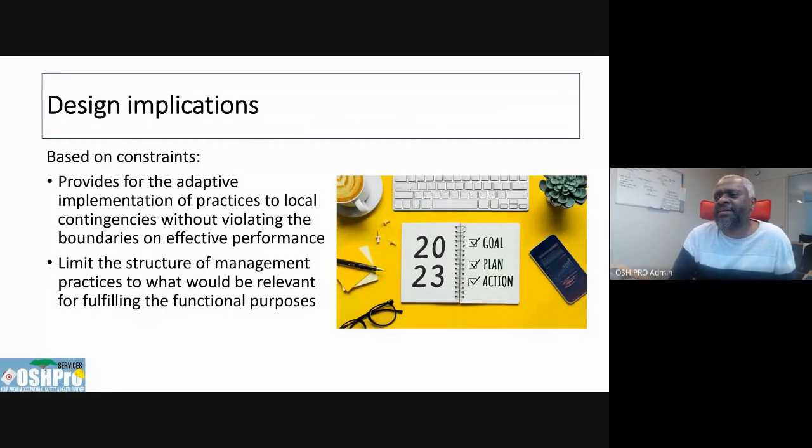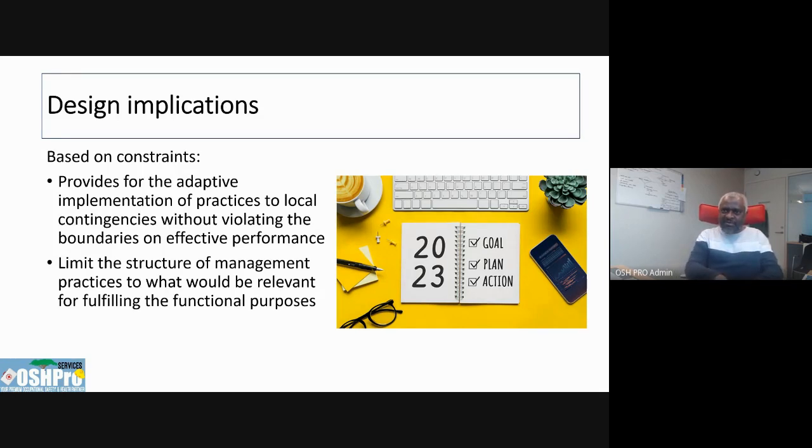So let's continue. We are on the last few slides. What are the design implications? When we design our strategies for work environment and base this on the constraints, what we get is adaptive implementation of the practices to local contingencies without violating the boundaries of effective performance. So we perform effectively, but because we've looked at what constrains the work, what limitations we have within the work, and then we work within those limitations, then we make the adaptations as necessary.